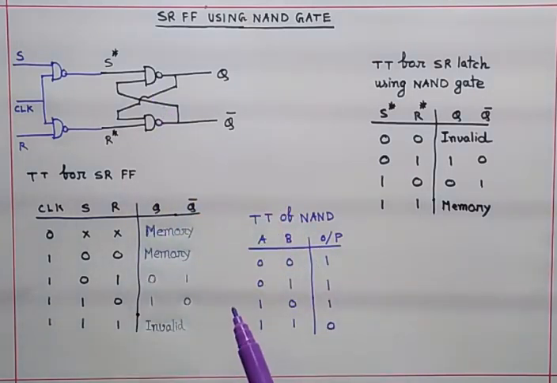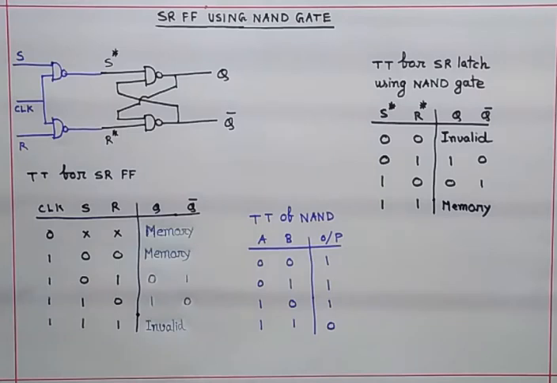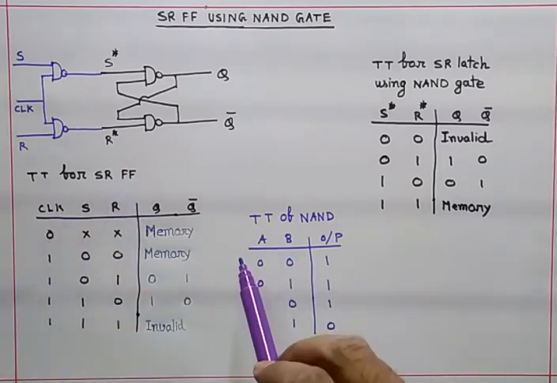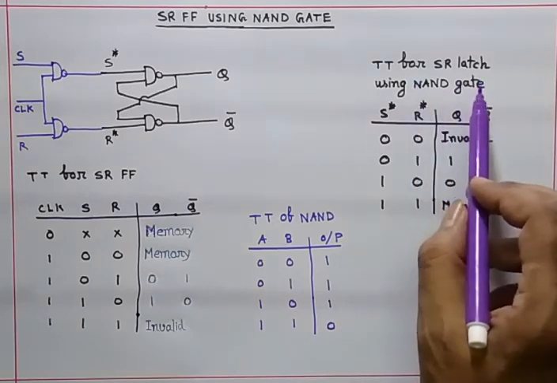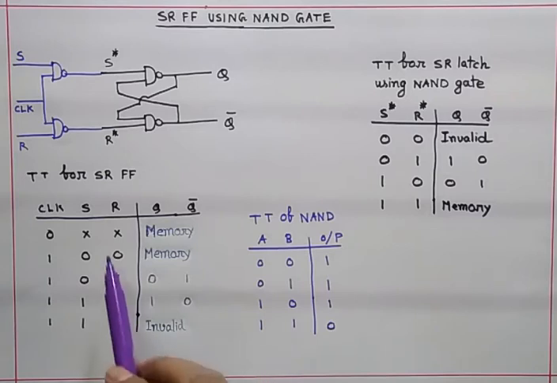Now if we want to form the SR flip-flop, we just have to connect another two NAND gates in this way, and we have to connect a clock in this manner. Ultimately we will get the SR flip-flop. Now to form the truth table for SR flip-flop, we need to know the truth table for SR latch. I will check each and every condition one by one.